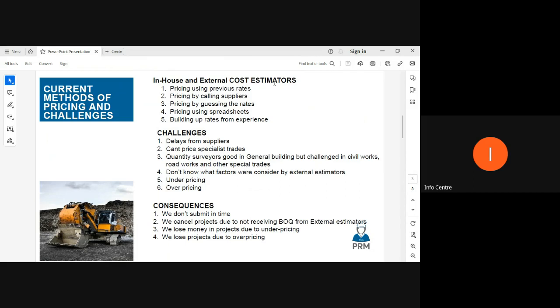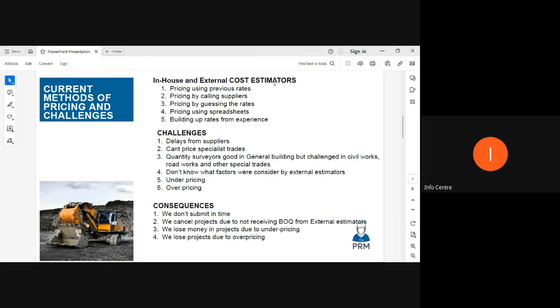And although the last method is a preferred method, it has its shortcomings. If you can imagine you're pricing a tender and it has 10 pages, 50 pages, 100 pages, and even sometimes 300 pages, and each page contains 50 rates, you cannot afford to be building each rate up from first principles. It means that you cannot submit any tender. So let's look at the challenges that are associated with these methods.